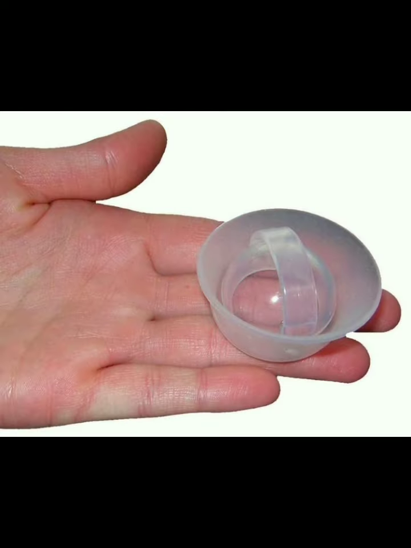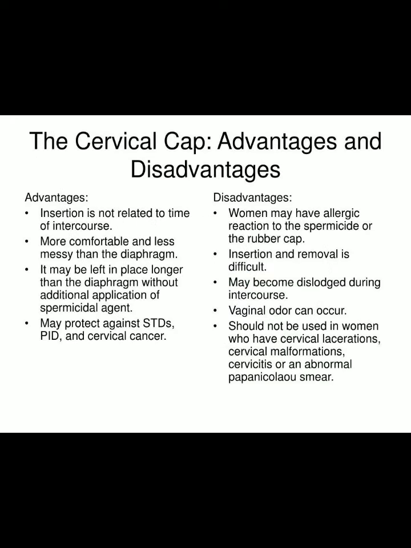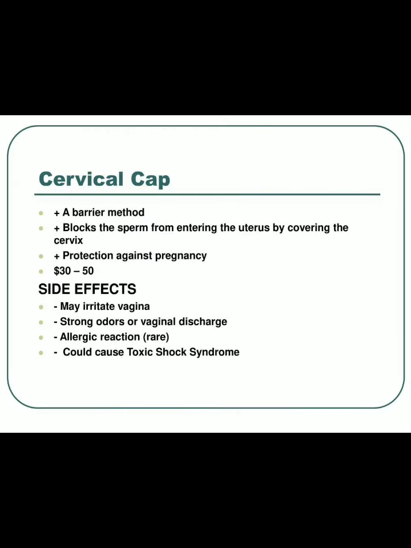Cervical cap. The cervical cap is a form of barrier contraception. A cervical cap fits over the cervix and blocks sperm from entering the uterus through the external orifice of the uterus. Ways of how to use the cervical cap. The advantage and disadvantage of using the cervical cap. Possible side effects of using the cervical cap.